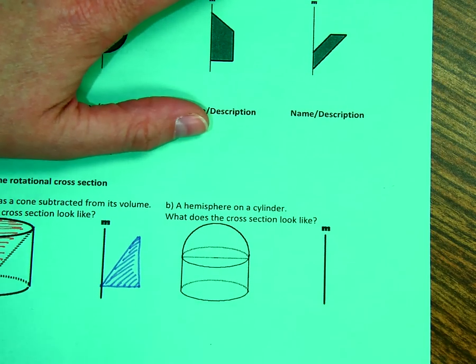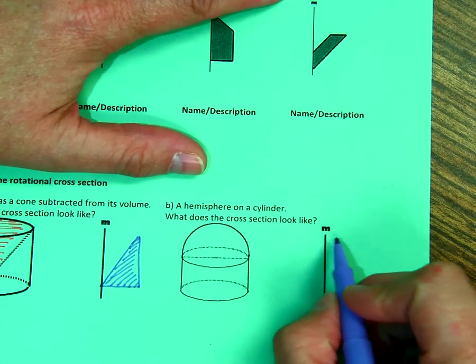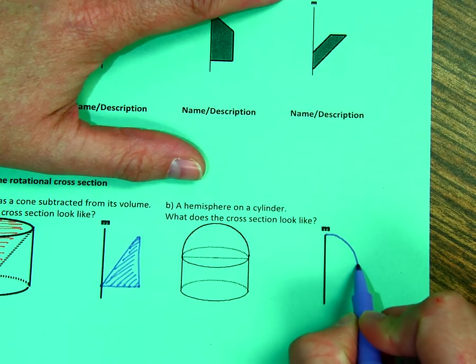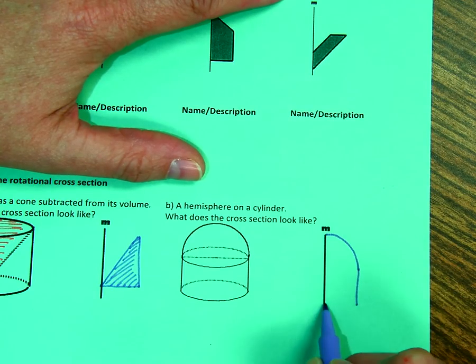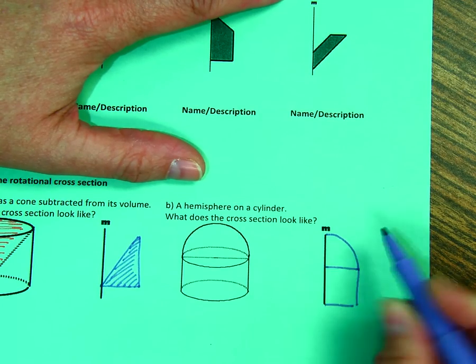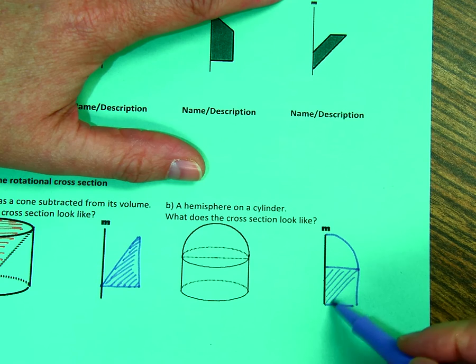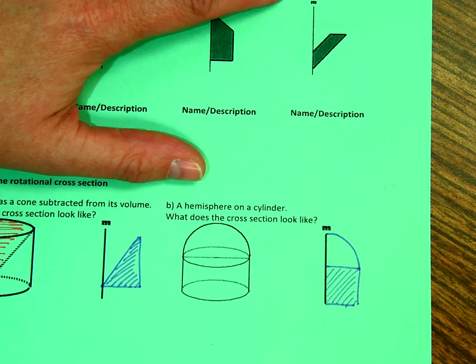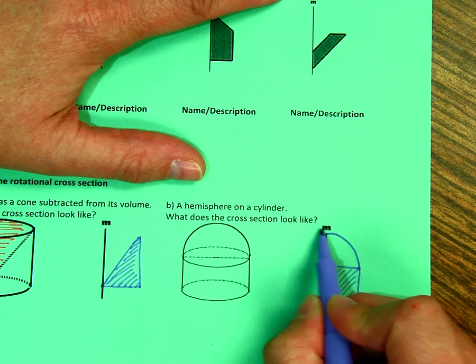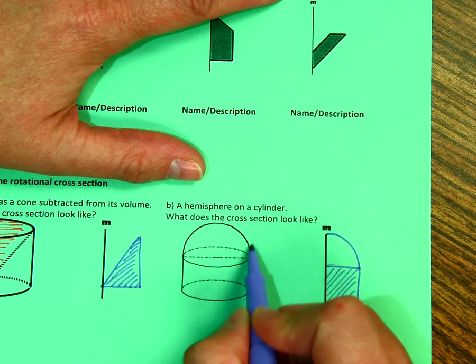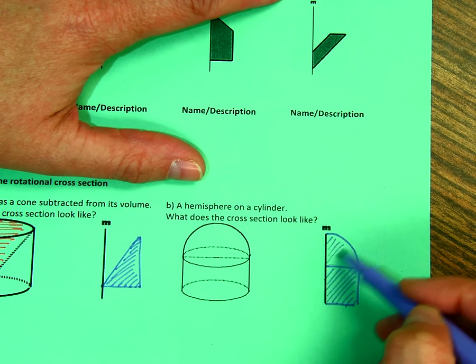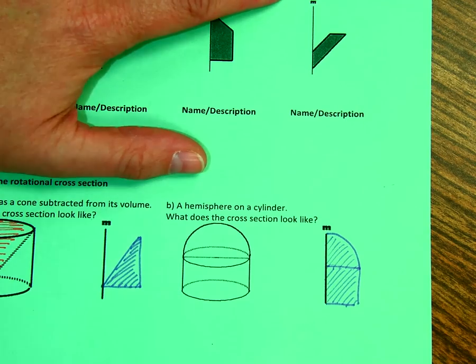I would pause the video, and you would get a shape that has a cylinder in the bottom. So I get a cylinder by having a rectangle, and then this would give me my half a sphere or a hemisphere on the top. Okay?